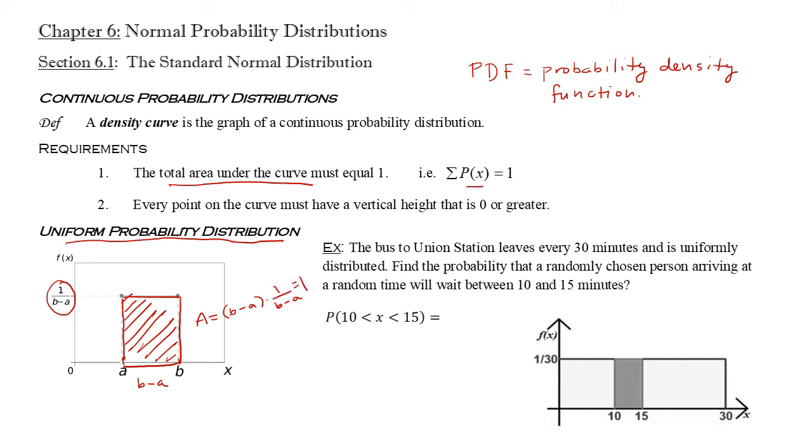And to find the probability that a random variable x falls in between two values, what that amounts to is finding the area under the curve. So in general, if I'm looking at the probability that x is between a and b, we're looking at the area under the probability density function between those values a and b.